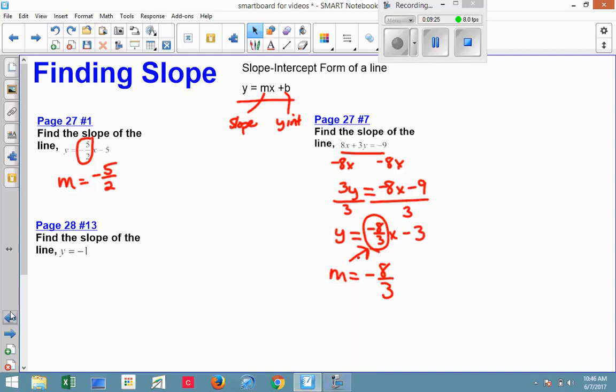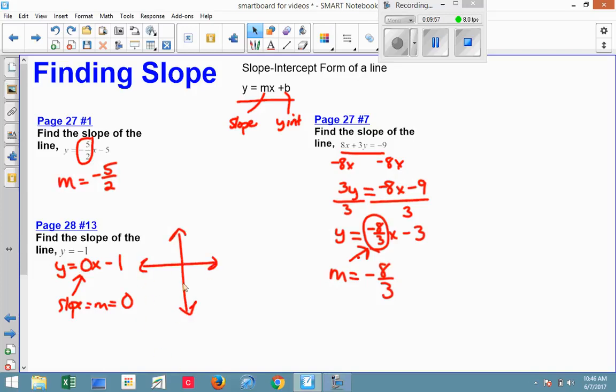Number 13 on the next page, page 28. So this equation, y equals negative 1. Well, this one is in slope-intercept form. It's just missing the x. So you can think of it this way, y equals, there is no x. It's 0x minus 1, which means that the slope, or m, is 0.